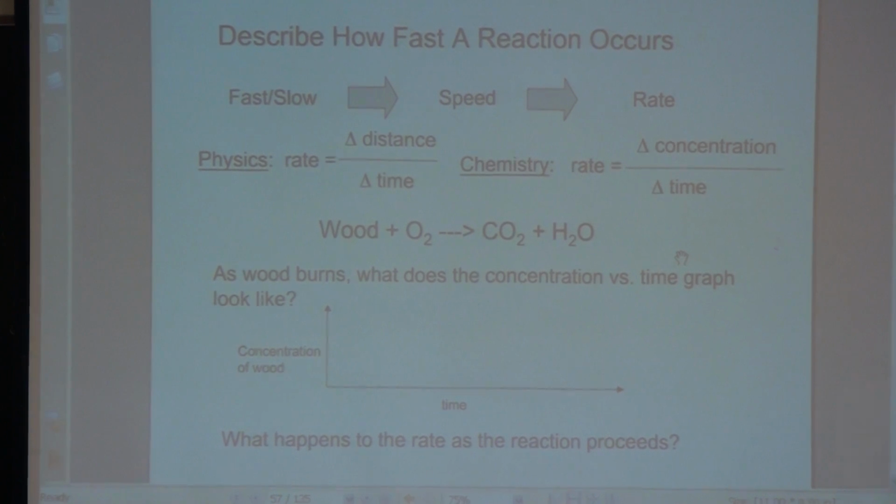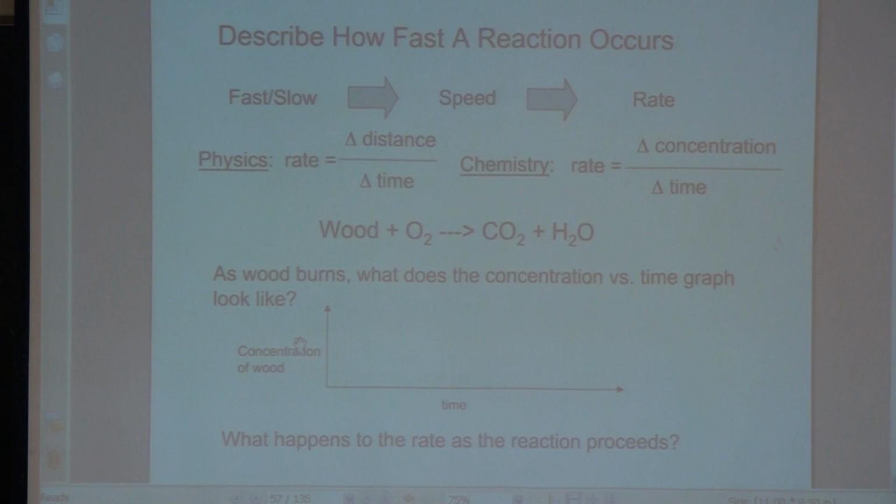Okay, so we can quantify how fast the reaction occurs. So in physics, speed or rate is given by the change in distance with time. In chemistry, it's the change in concentration with time. So note that according to this equation, the concentration of either reactant or product is changing over some time period. So we can actually graph what this looks like.